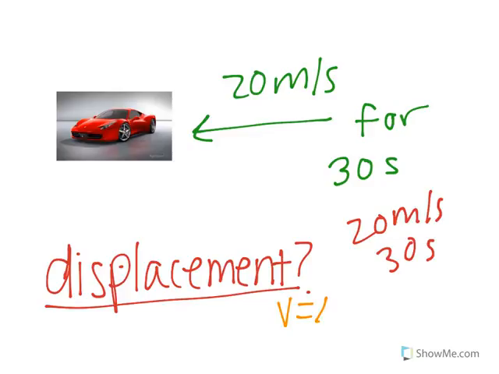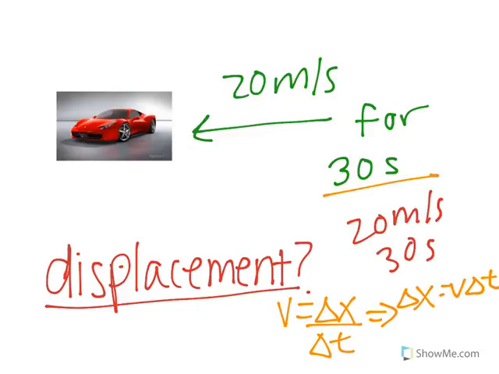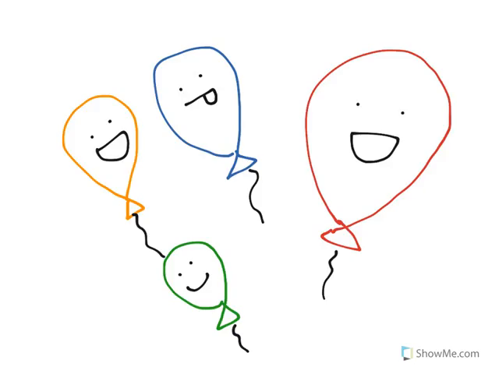Velocity is equal to the change in position over the change in time. So the change in position must be equal to the velocity times the change in time. This is 30 seconds times 20 meters per second. So we get 60 meters. Very nice. This wraps up our unit on motion. Congratulations!